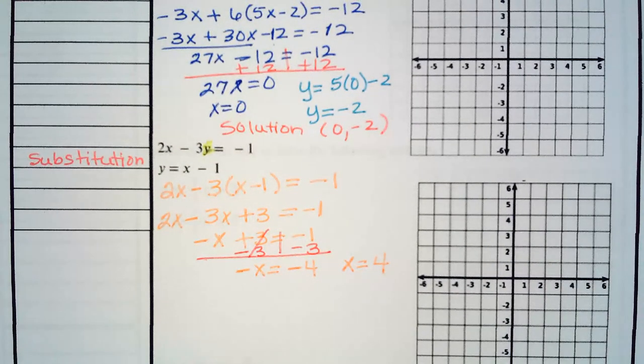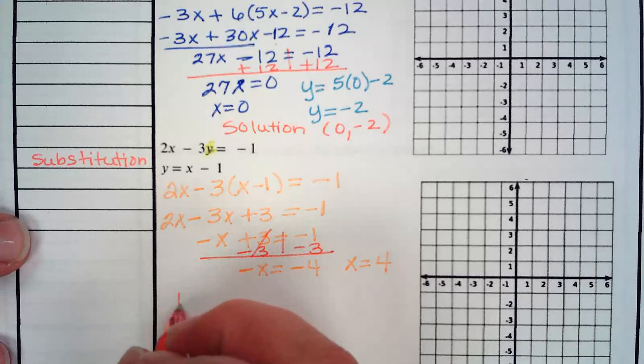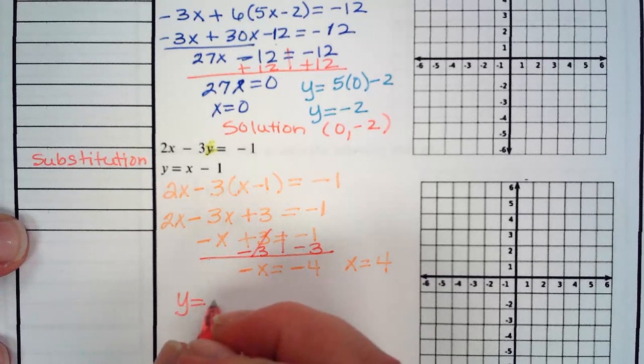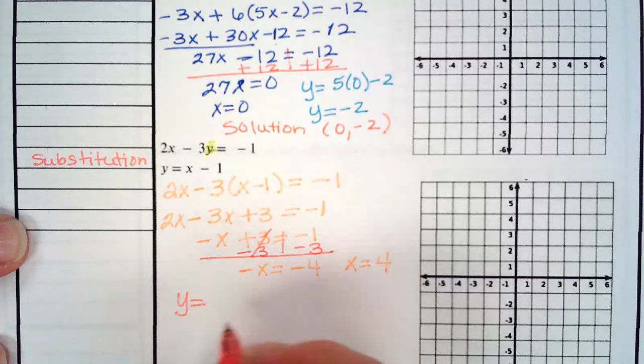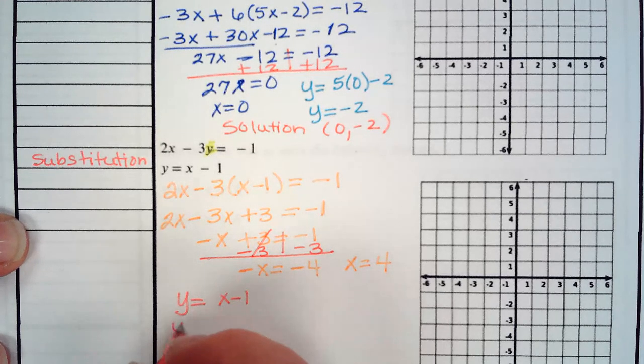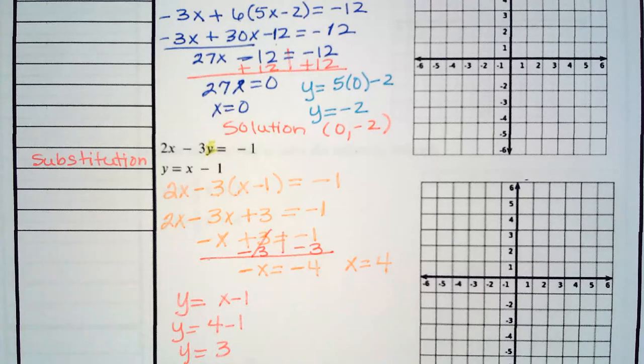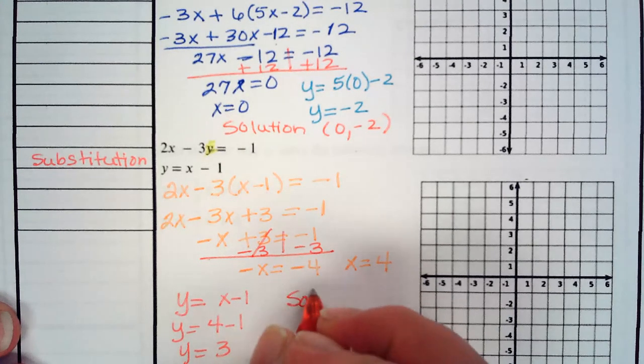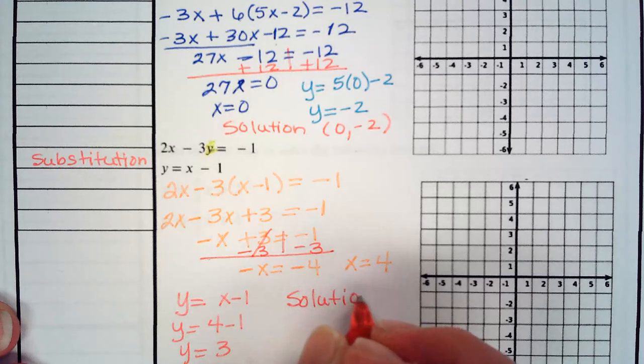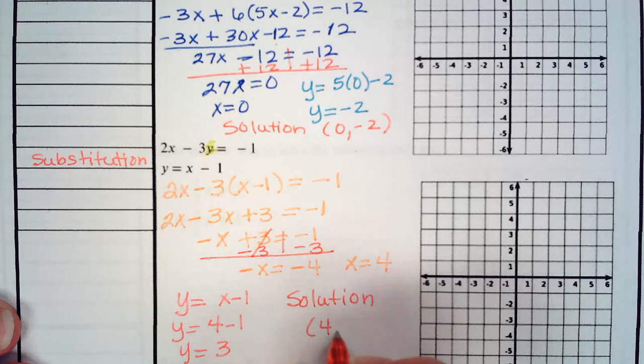I still have to find y. So as I'm looking, y is equal to x minus 1, but x is 4. Y is equal to 4 minus 1. Y is equal to 3. So my solution is the point 4, 3.